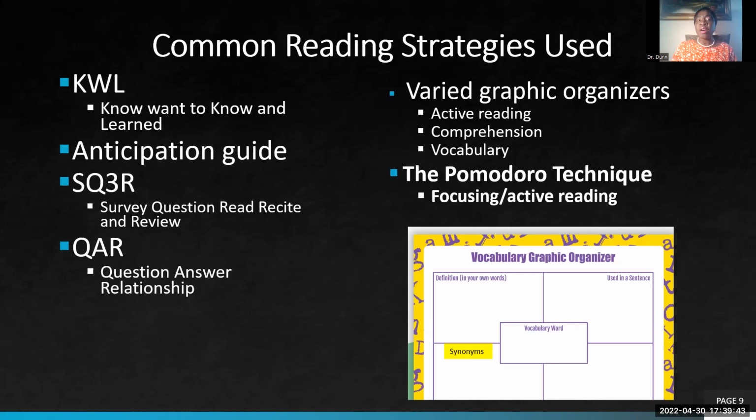They can start writing down questions. Okay, I don't know this, and they go to class more prepared. We do a lot of survey, question, read, recite, and review, and that goes very much in line with their anticipation guide, where they're asking these questions that they need to know further. And a lot of times too, we also do question answer relationships, but that's after they've learned the content.